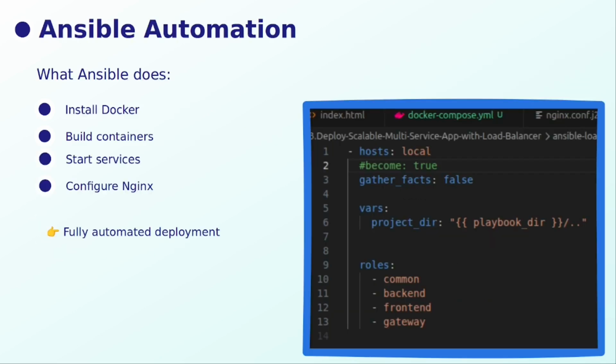Ansible automation. Deployment automation. Ansible is used to automate the entire deployment process. We define roles for different parts of the system, such as setup, backend, frontend, and gateway. What Ansible does: Ansible installs Docker, builds containers, starts services, and configures Nginx automatically. Fully automated deployment. This eliminates manual steps and ensures that the system can be deployed consistently every time.